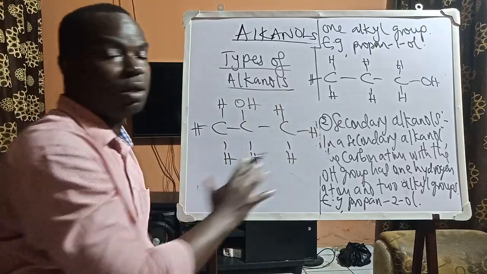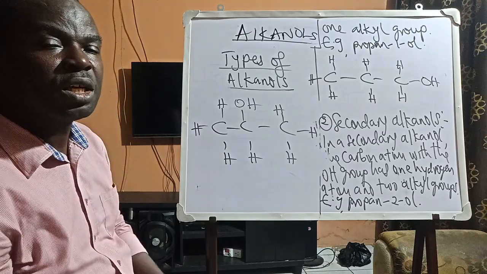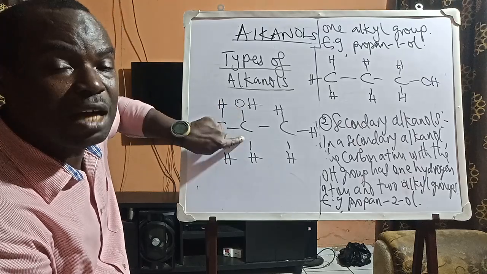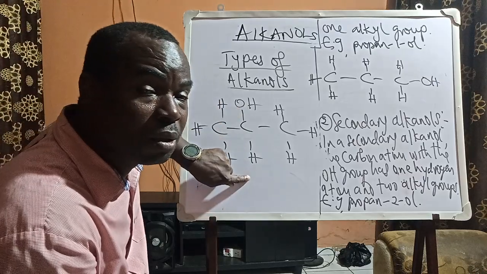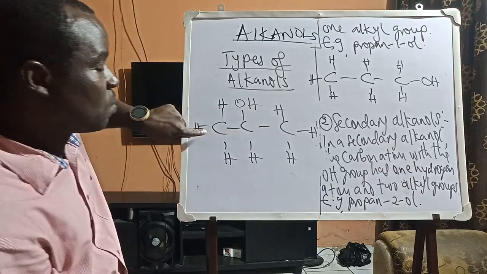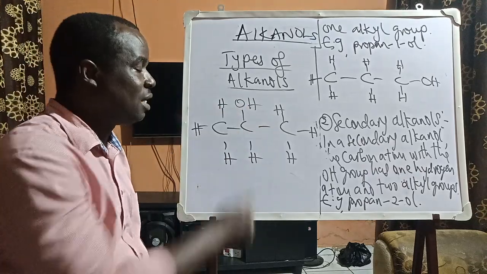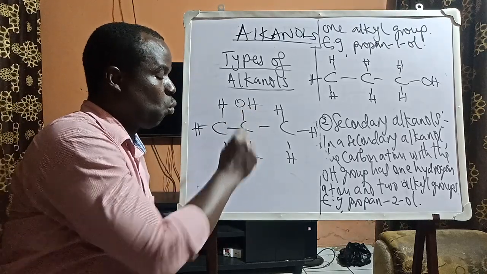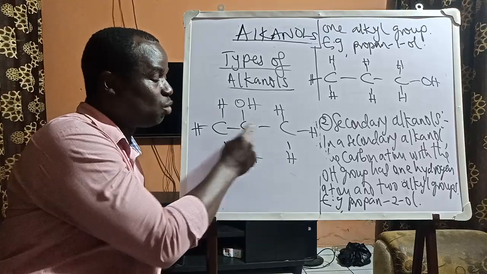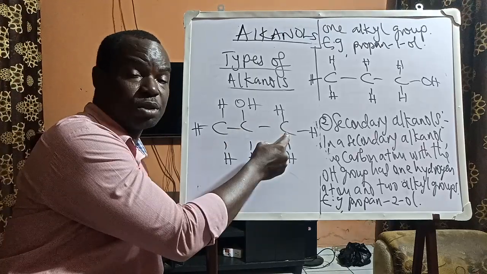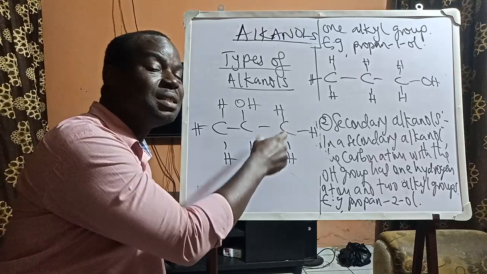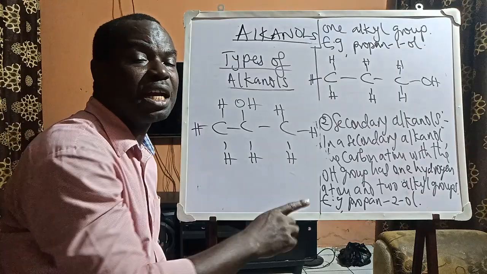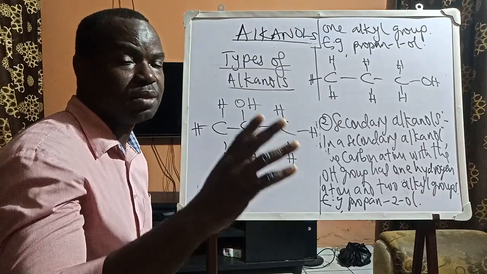Now let's look at this. The carbon atom that has the OH group has one hydrogen atom and two alkyl groups. The carbon atom with the OH group has one hydrogen atom on it and two alkyl groups, that is two carbon atoms. Remember, that makes it a secondary alkanol. In other words, anything other than 1-ol is a secondary alkanol.